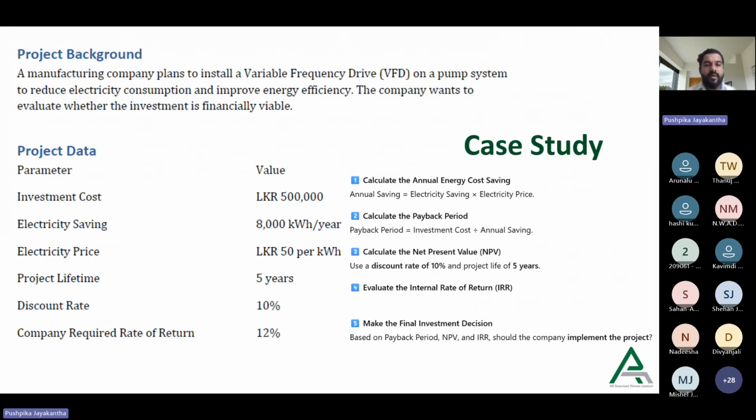Okay. Now again, you have one case study here. I will share this case study through WhatsApp.